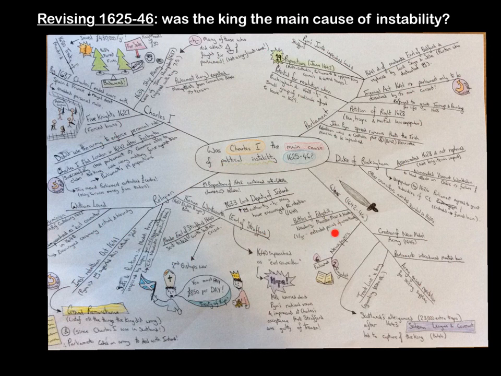Additionally, there were newspapers being published by each side. So Parliament had 6 of their own newspapers, Royalists had 2 of their own newspapers, publishing propaganda against one another. And all of these things are causing political instability. It's not clear who's in charge, and they're trying to undermine one another.